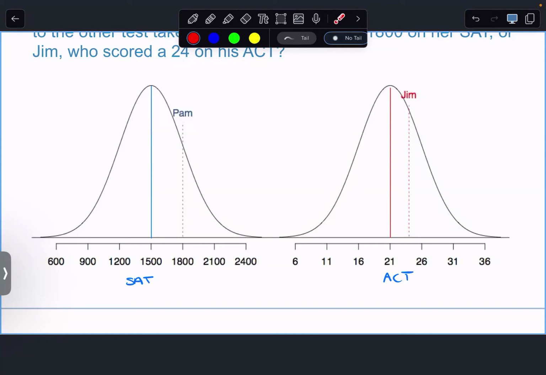We have the standard deviation. That might be nice. What if we said, okay, I can figure out how many standard deviations Pam is from the mean, and how many standard deviations Jim is from his mean?